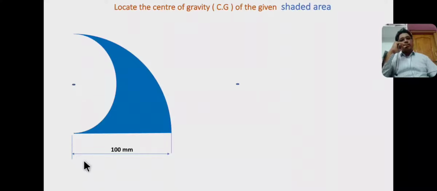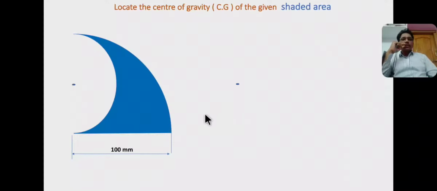Look at the figure. The base dimension is 100 mm. Here only one dimension is given. So how can we solve this problem? How to locate the centroid for this section?